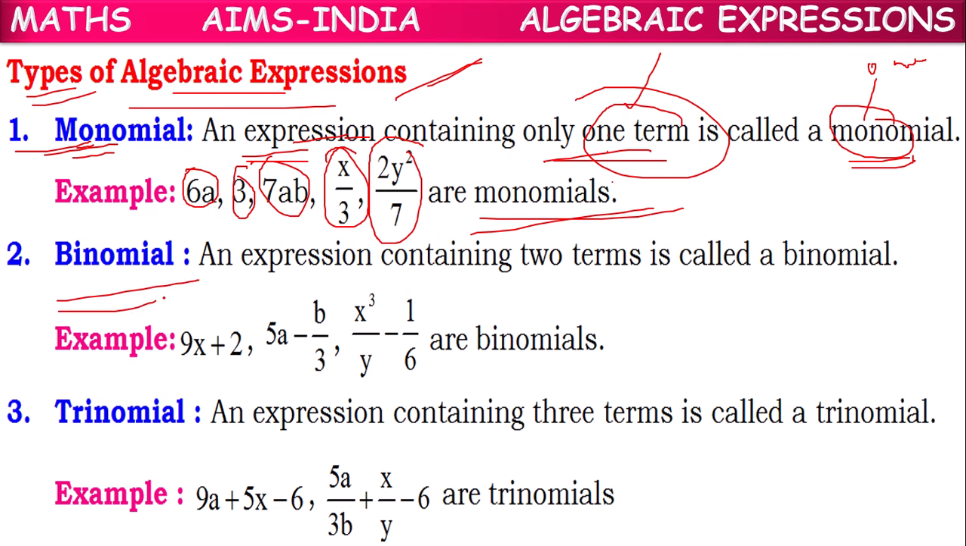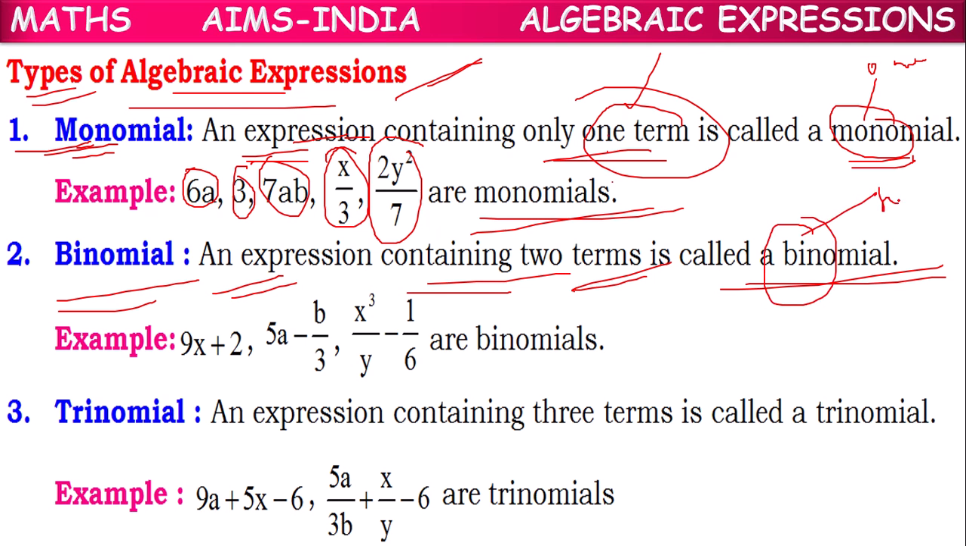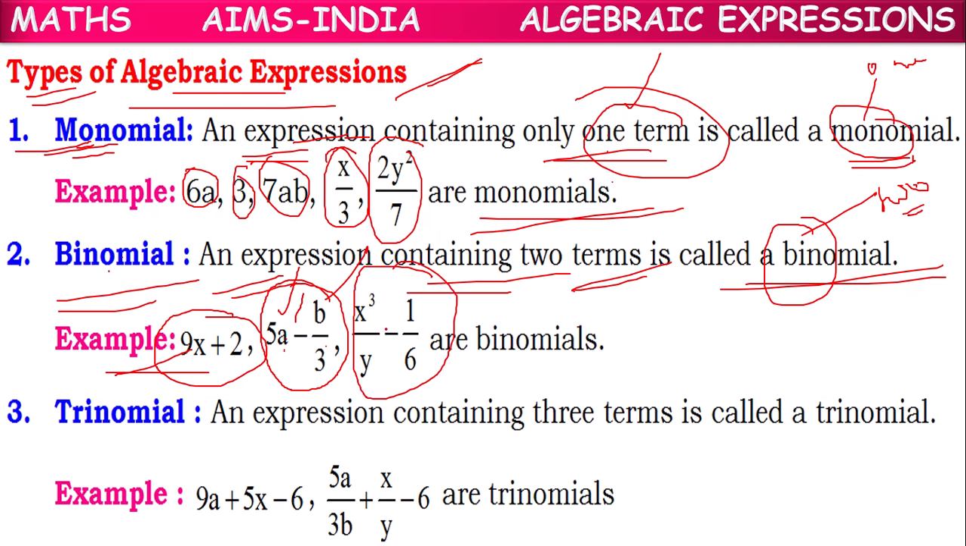Next, binomial. An expression having two terms is called a binomial, where bi stands for two. So 9x plus 2. 9x is one term, 2 is one term, a combination of two terms. Binomial. 5a minus b by 3. 5a is one term, b by 3 is one term, combined by the minus operator. It's a binomial. Next, x cubed by y minus 1 by 6 is a binomial. Binomial means the expression having two terms.